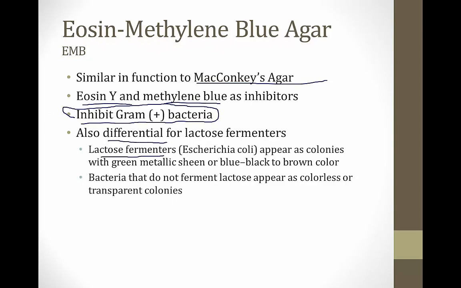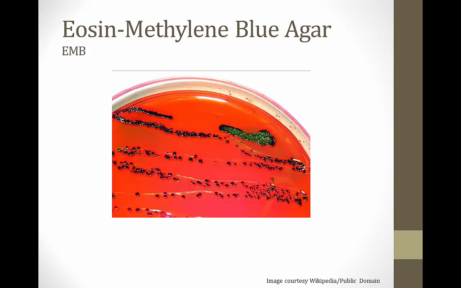So lactose fermenters like E. coli will appear as colonies with a green metallic sheen, or they may look sort of black or bluish brown. Bacteria that can't ferment lactose look colorless or are transparent. And here's an example of some E. coli growing on eosin methylene blue agar, and you can see that it's got that green metallic sheen to it right here.